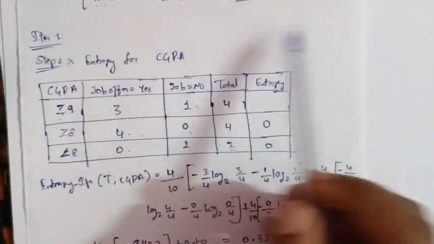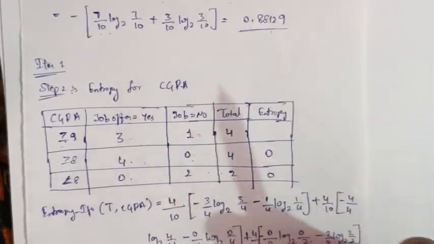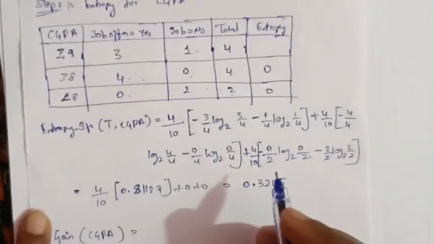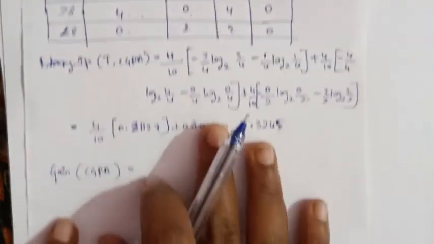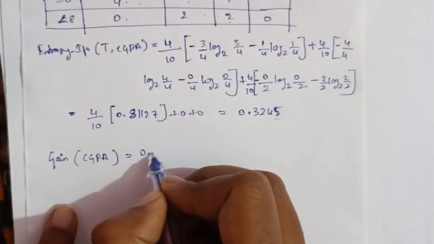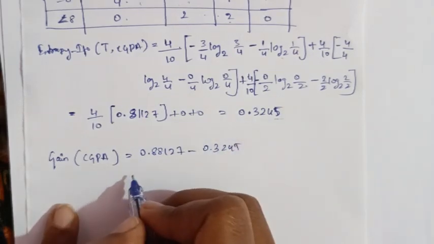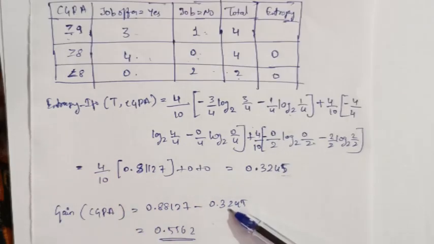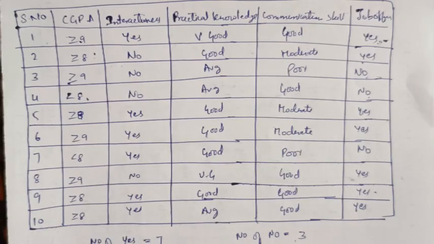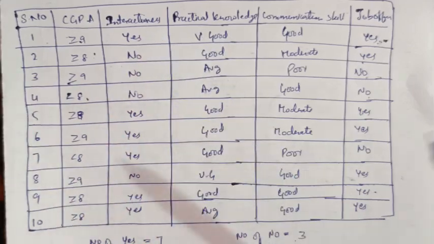Here we have to take the total entropy. We have calculated this as our total entropy for all instances, minus the individual attribute entropy. Here we have 0.88127 minus 0.3245. We will get 0.5562. Similarly, we have to calculate entropy and gain for each attribute. Moving forward, we have to calculate entropy and gain for this attribute in a similar manner.